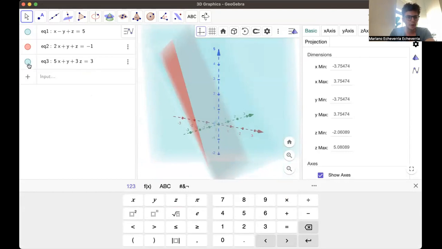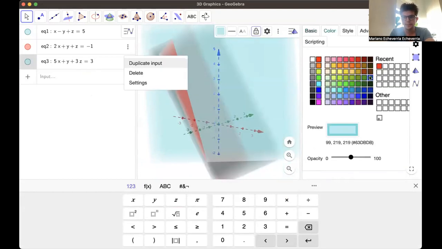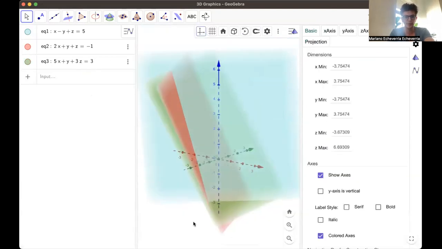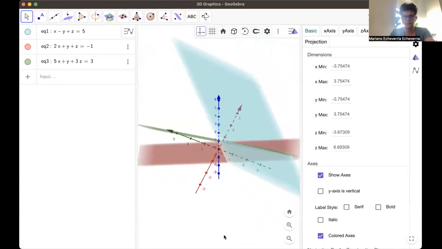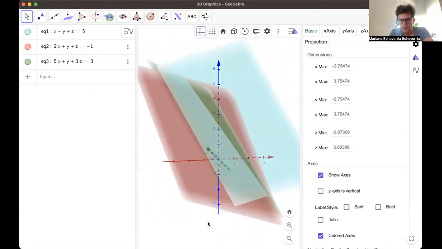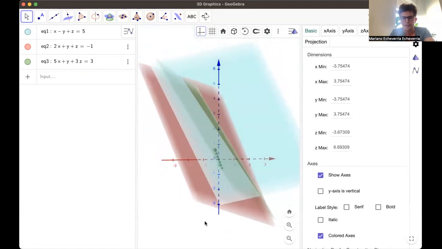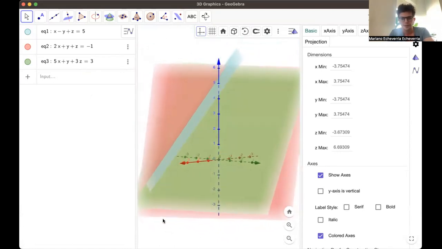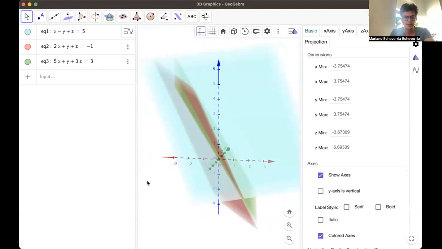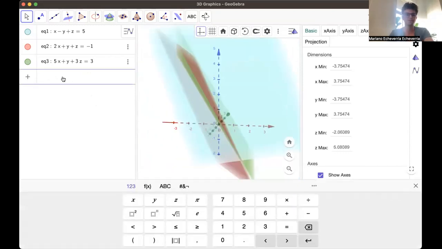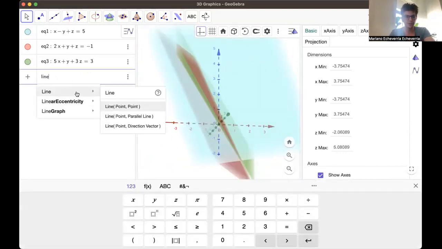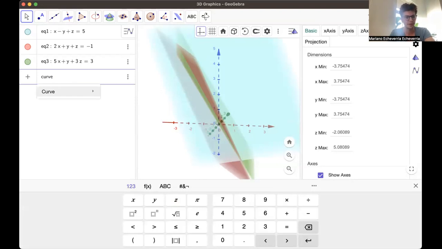Okay, so you have these three planes. I don't know if it's so clear from the picture that the three planes meet on a line. Can everyone see that? In fact, you can write the equation of the line. That's essentially what we just did. So let me put the equation of a line here.